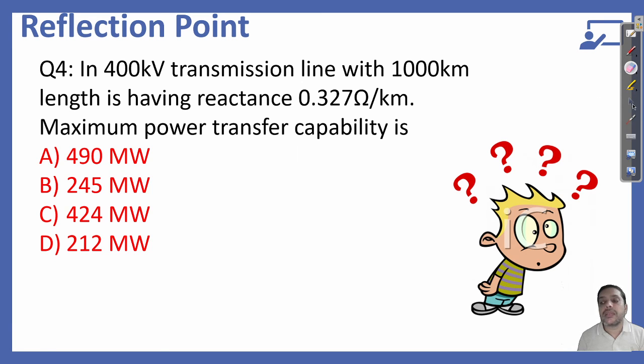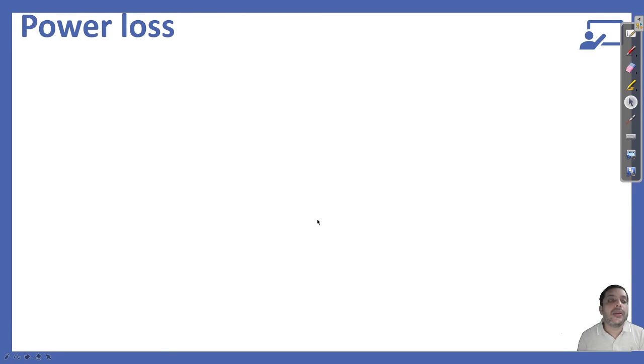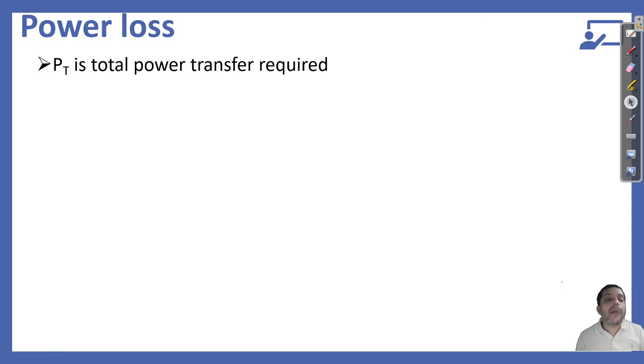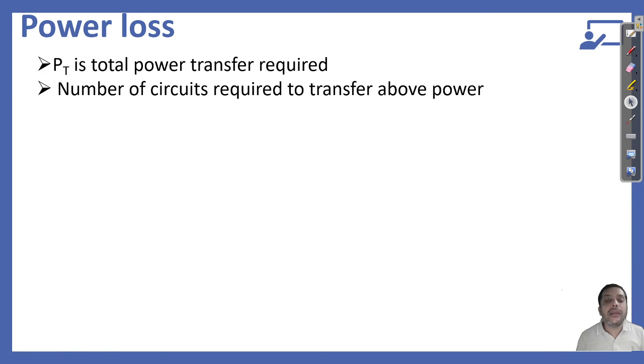What is the power transfer capability of the transmission line? How to calculate the power loss? If PT is the total power transfer required, then the number of circuits required. P is the power handling capacity of the line, but I want to transfer PT amount of power. I want to transfer 1000 megawatt, but the line capacity may be only 100 megawatt. So how many circuits are required?